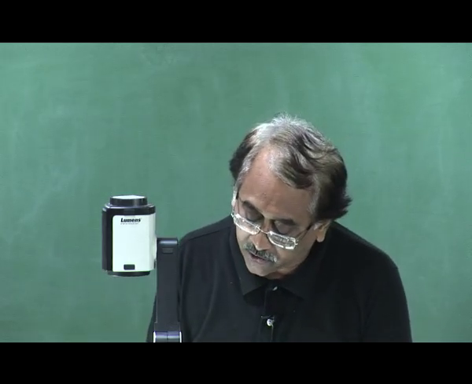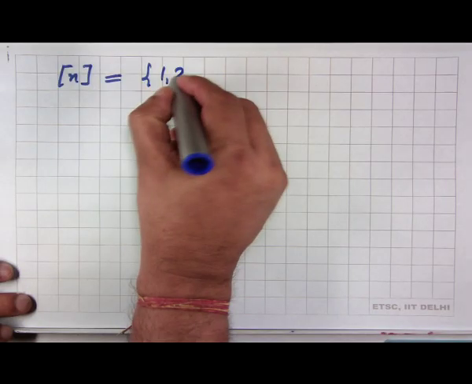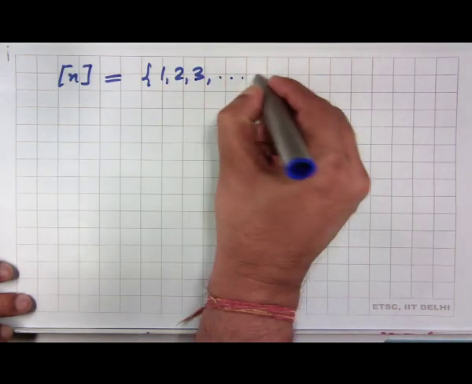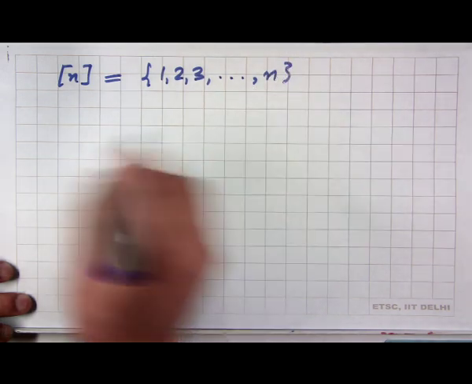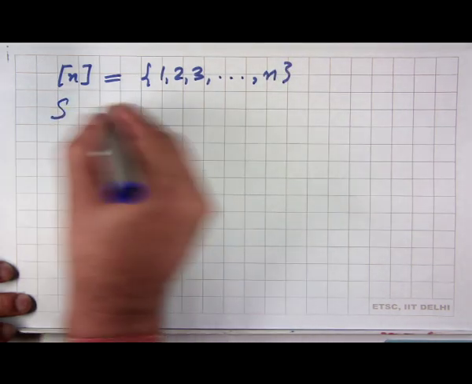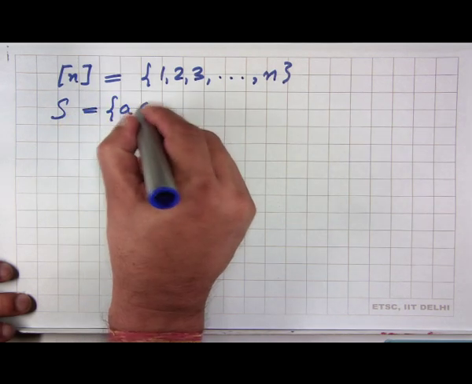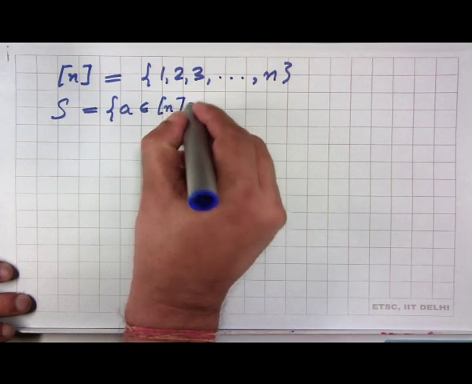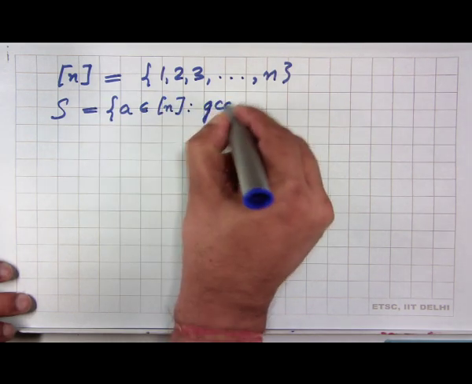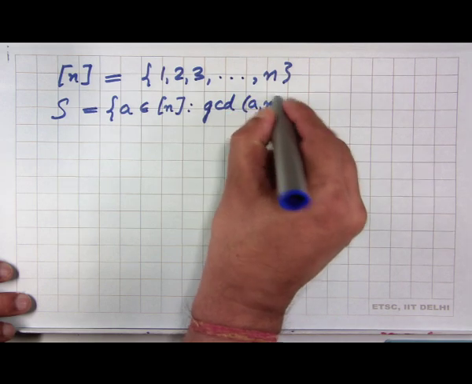I'm going to close with a third problem which has its roots in number theory and algebra. Let us take the set of positive integers up till n, and let us talk about the set S of all those integers a between 1 and n, which have the property that the GCD of a and n is 1.